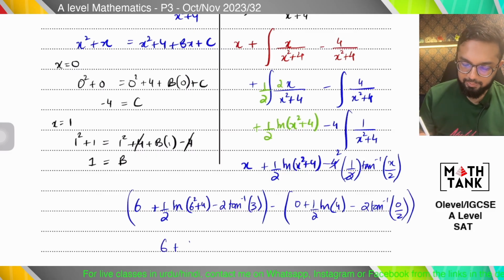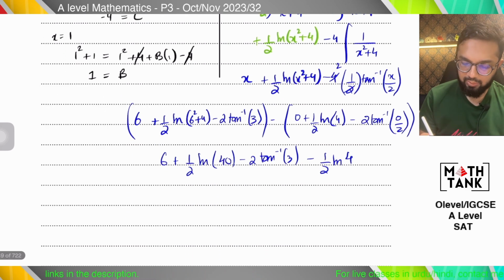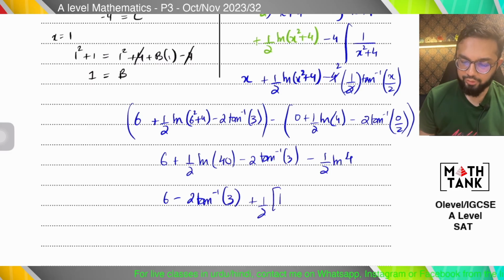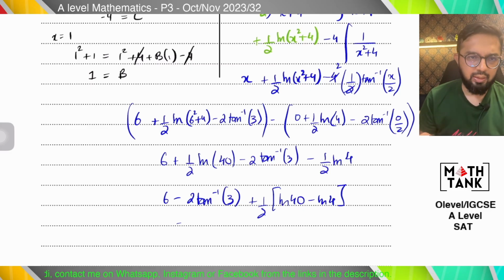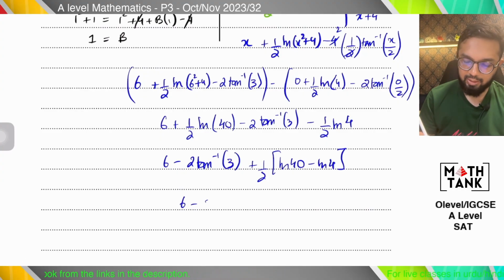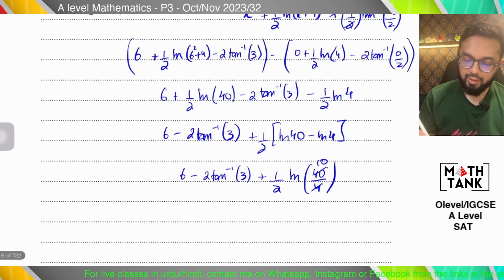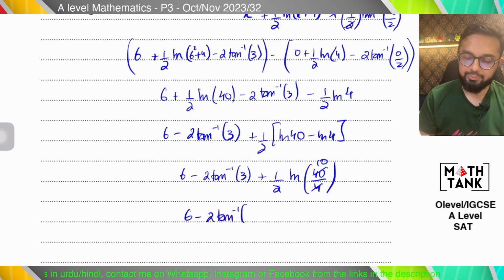That gives me 6 plus half ln 40 minus 2 tan inverse of 3 minus half ln 4. So I think I can just deal with the ln's now. I can take a half common and say that this becomes ln 40 minus ln 4. It doesn't say a simplified form, so I need the exact value. So I'm going to say 6 minus 2 tan inverse of 3 plus half ln 40 over 4, which is 10. So that should be your final answer.